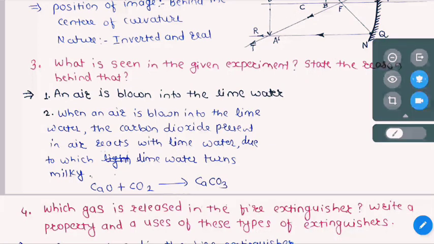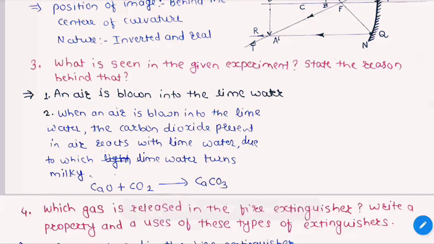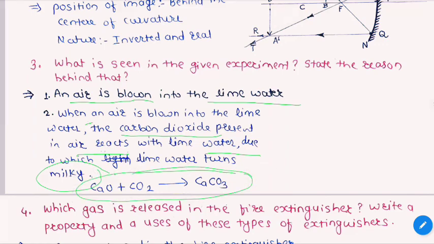Now the next question is: here again a diagram is given and you have to write the answer. What is seen in the given experiment? State the reason behind it. In this experiment, it is shown that air is blown by the mouth into the lime water. When air is blown into the lime water, the carbon dioxide present in the air reacts with the water, due to which the lime water turns milky. This reaction happens during the blowing of air into the lime water.